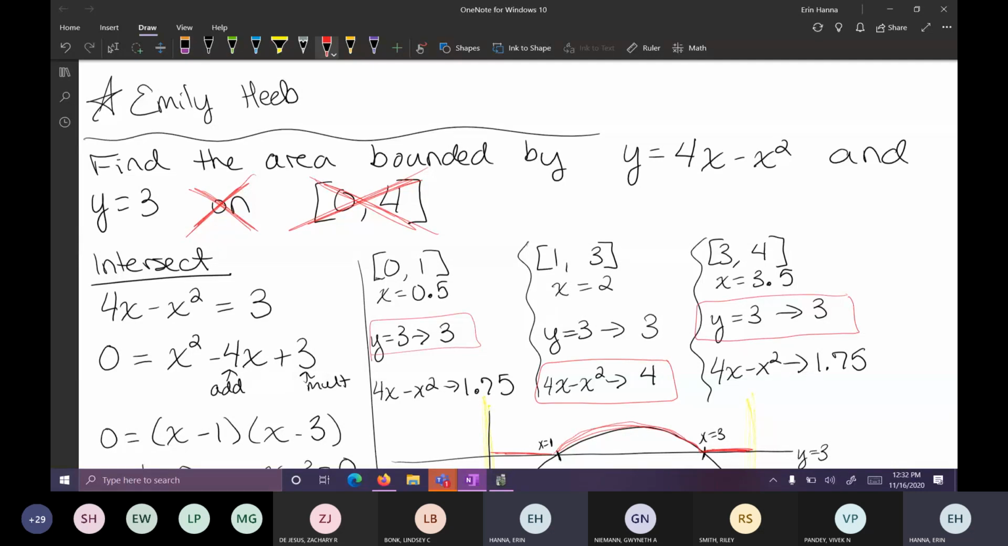So if it just said find the area bounded by y equals 4x minus x squared and y equals 3, and it stopped, you would just be using 1 and 3 as your bounds, since that's where we found that they intersect. So if it doesn't give you an interval, you form one using the intersection points. Or sometimes it'll only give you half an interval, like on x greater than or equal to 0, and then you stop at the intersection point. So if you're not given an interval, the intersection points become even more important than usual.